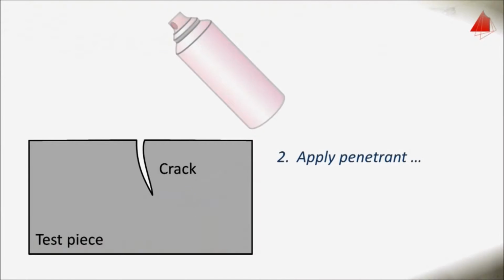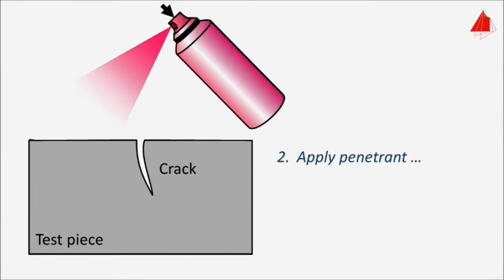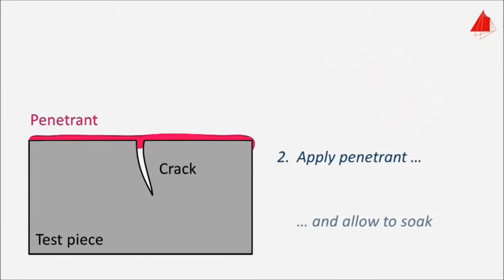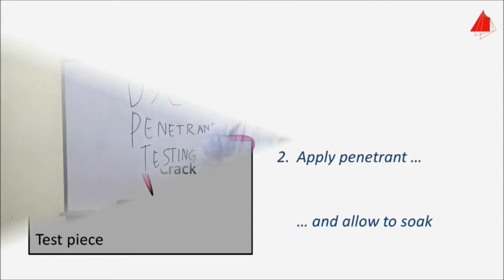In the second step, the penetrant is applied to the test piece, usually a red-colored low-viscosity oil. Due to the penetrant's high surface wetting capability, it penetrates into the defects and cracks.